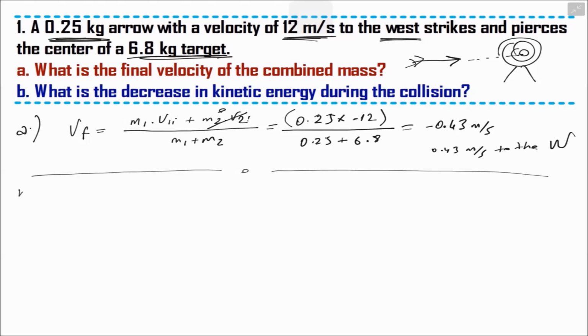And at the B it says what's the decrease in kinetic energy during the collision. So we have to calculate kinetic energy initial.